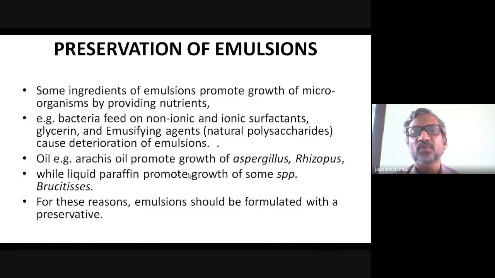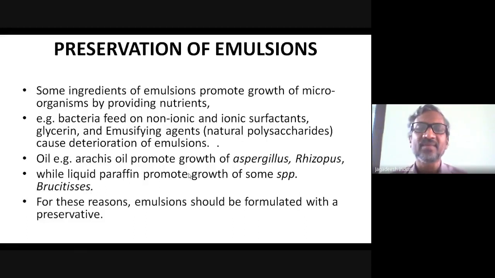Most of the time, the natural polysaccharides like tragacanth and acacia that we use cause deterioration of the emulsion. Once the emulgent or the oil gets broken, or your water is contaminated or contains a growth of microorganisms, that will affect the stability of the whole emulsion. Most of the time, oils like arachis oil promote the growth of Aspergillus and Rhizopus. Even liquid paraffin, which is a mineral oil, will provide for some species of bacteria like Bacillus. In those cases, we need to use some preservative to increase the stability of the emulsion and enhance the shelf life.